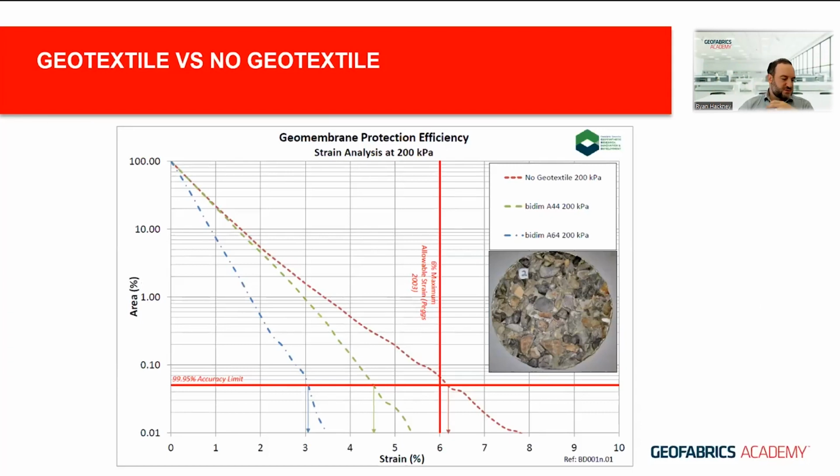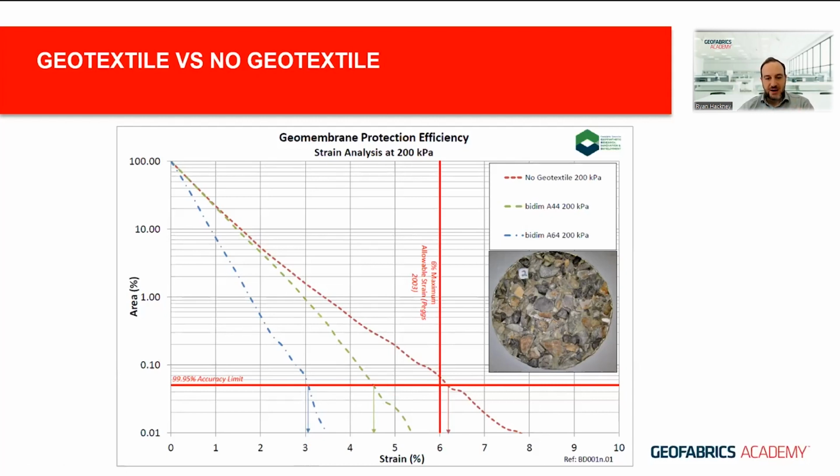In terms of some results, I'll briefly go through now. The effect of no geotextile versus geotextile. This just depicts that geotextiles reduce strain. The dotted line shows that we achieve 6.2% strain here without a geotextile under 200 kPa with this specific rock profile. If we introduce an A44, we can reduce that strain down to 4.5%. If we use a thicker geotextile, A64, we can reduce that down to nearer 3%. So this is just depicting geotextiles perform that cushioning function.